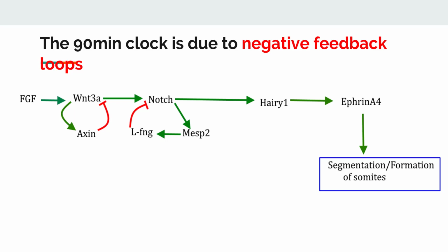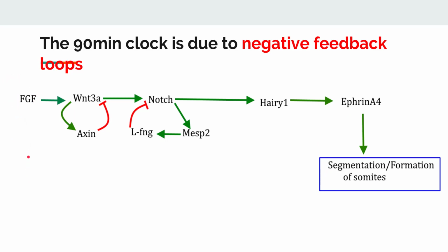So let's go over the signaling pathway here. First we have FGF, which I went over in previous slides. FGF is going to activate Wnt3a. Wnt3a is going to activate Notch, which will activate Hairy1, which will then activate Ephrin A4, and Ephrin A4 is what causes the segmentation and formation of somites. So far we're only looking at the very top part of this signaling cascade. But Ephrin A4 is really what causes the final formation of these somites here. So this is all initiated by FGF.